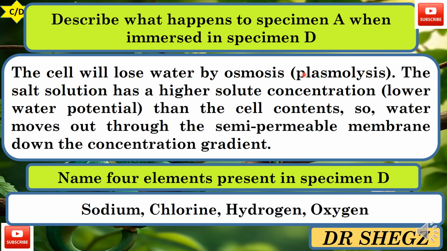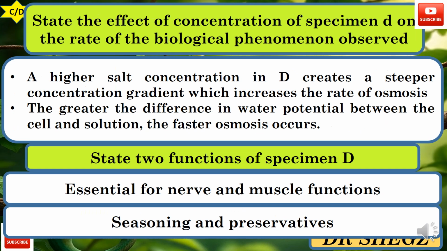The elements present in salt water, these are some of the elements. Now, the effect of concentration of the salt solution on the rate of osmosis. Then, of course, these 2 points that we raised here. The higher salt concentration in D creates a steeper concentration gradient, which increases the rate of osmosis. So, rate of osmosis is increased. Then, the greater the difference in water potential between the cell and the solution, the faster osmosis occurs. State 2 functions of specimen D: for nerve and muscle functions, and seasoning and preservatives.